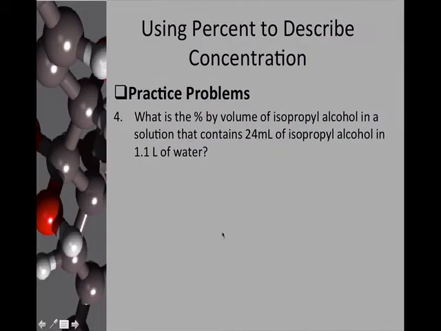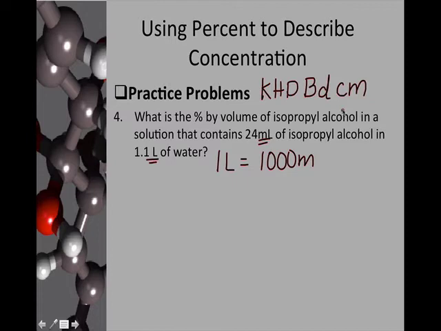And then the last problem here says, what is the percent by volume of isopropyl alcohol in a solution that contains 24 milliliters of isopropyl alcohol in 1.1 liter of water? Well, the first thing I'm going to watch out for here is that liters and milliliters are not the same unit, and I need to make them the same unit. So 1 liter is the same as 1,000 milliliters, or if we think of the King Henry died by drinking chocolate milk, we can do a conversion from milliliters to liters, 1 to 3, because a liter is a base unit. So it would go the opposite direction as well.